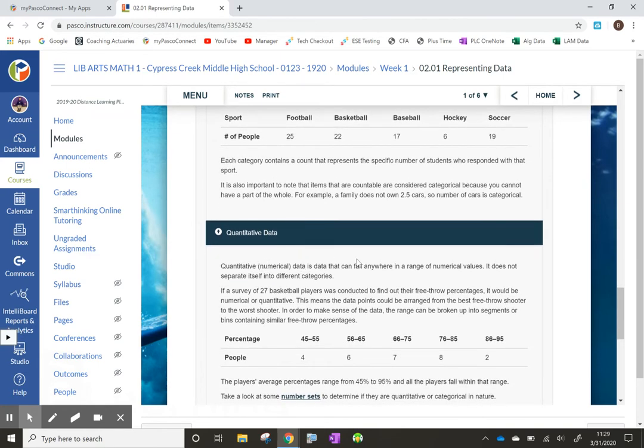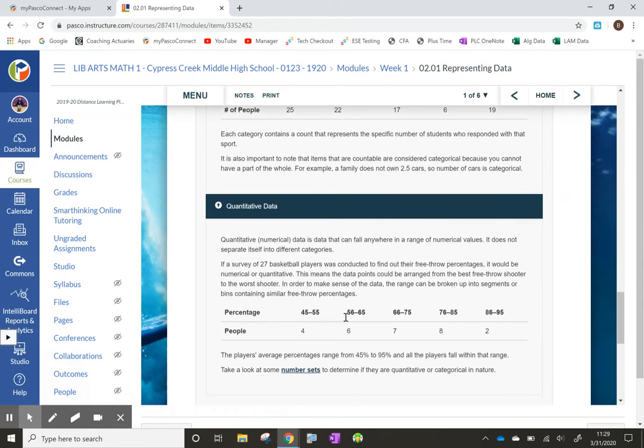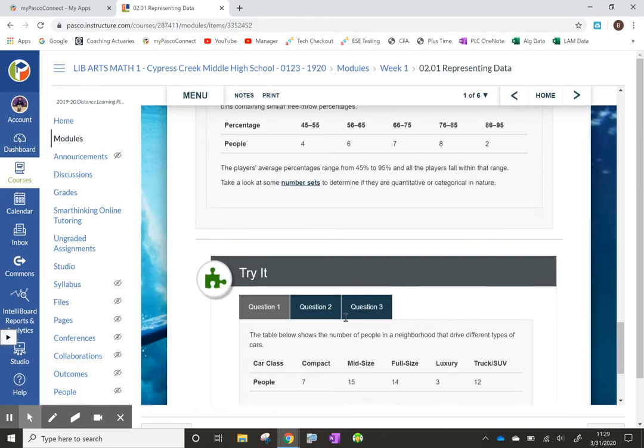So quantitative data, like I said, is more numerical. It has a range of numerical values. That's very important, the word range of numerical values. It's not separated into categories. So, free throw percentages, we can look at how many people average 45 to 55%, how many people average 56 to 65%, and so on, right? So that's quantitative data. It's more numerical, or a range of numerical values, like people between the ages of 20 and 30, or between the ages of 30 and 40, stuff like that.